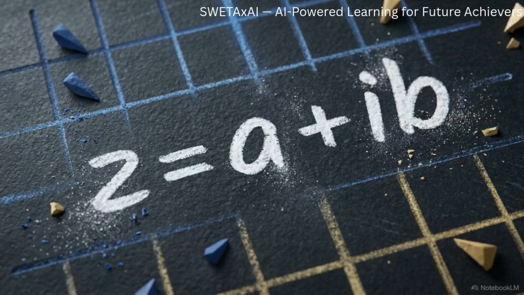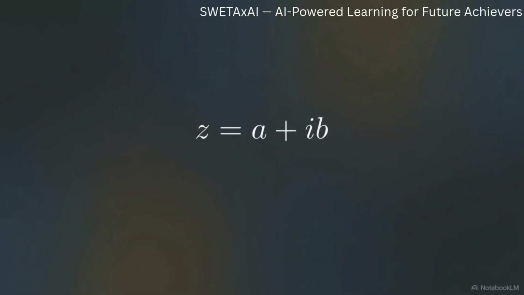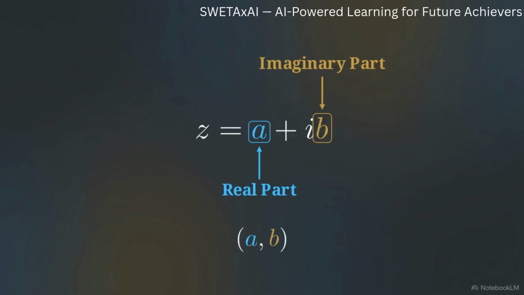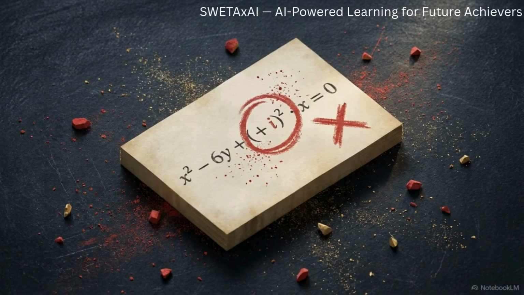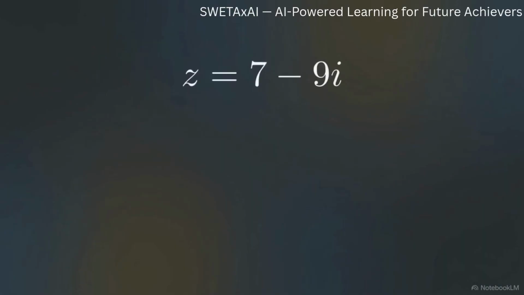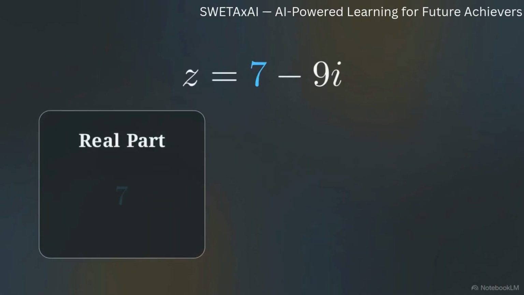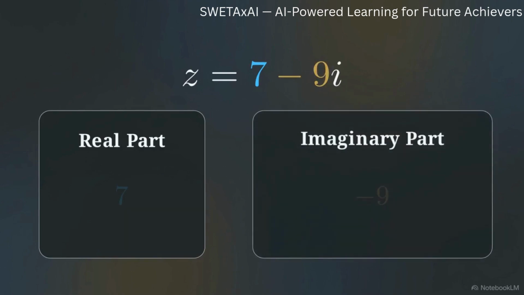Every complex number is written in standard form as z equals a plus bi. It is a composite of two distinct parts, a real part, a, and an imaginary part, b. A frequent error in examinations is including the i when identifying the imaginary part. The imaginary part is strictly the numerical coefficient. In the number 7 minus 9i, the real part is 7. The imaginary part is -9. Including the i in the imaginary part, writing -9i, is incorrect.